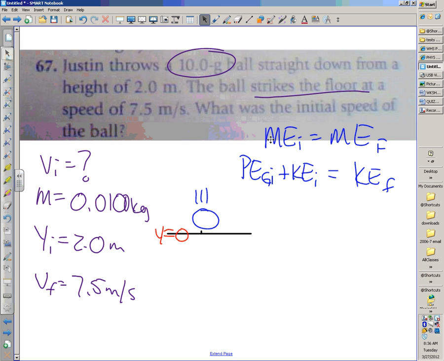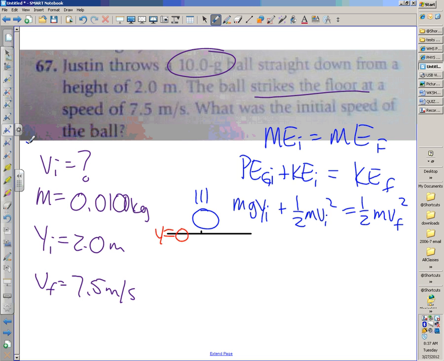Now it's just a matter of plugging in things we know, right? Formula for gravitational potential, mgy, where in this case we want the initial height because we're talking about the initial gravitational potential, plus the formula for kinetic energy, 1/2 mv squared. But in this case specifically, we want our initial velocity because it's the initial kinetic energy. And then over here, one half mv squared again, but now we want that final velocity. Good there?